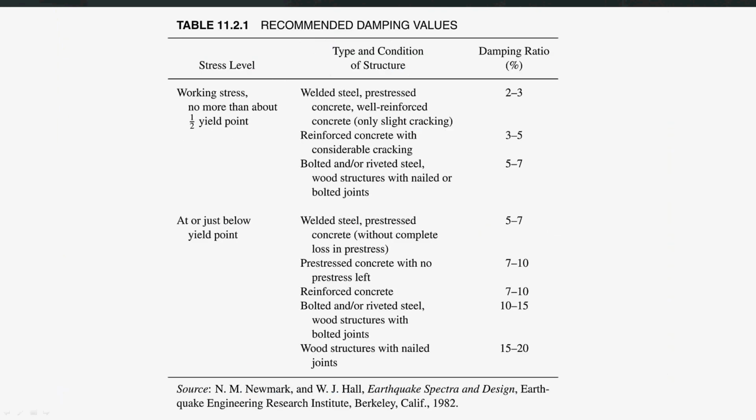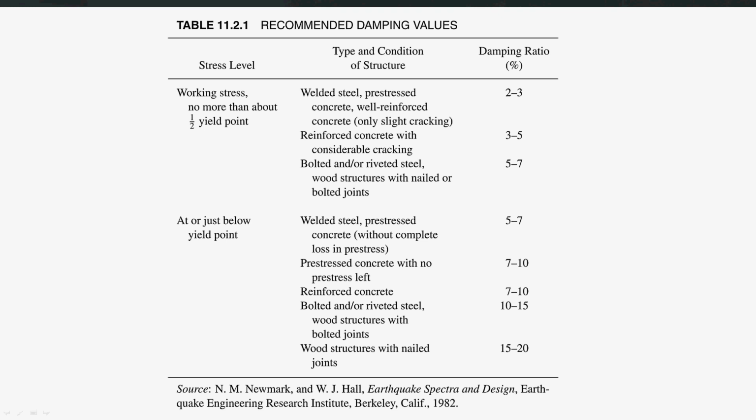This table shows the recommended damping ratios for different structural configurations, as well as for two different levels of stress. The first level is the working stress level, no more than about half of the yield point.